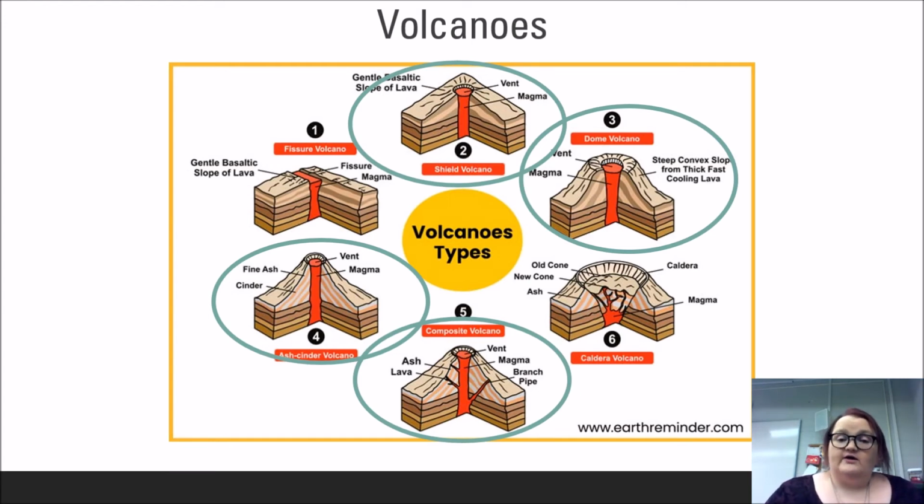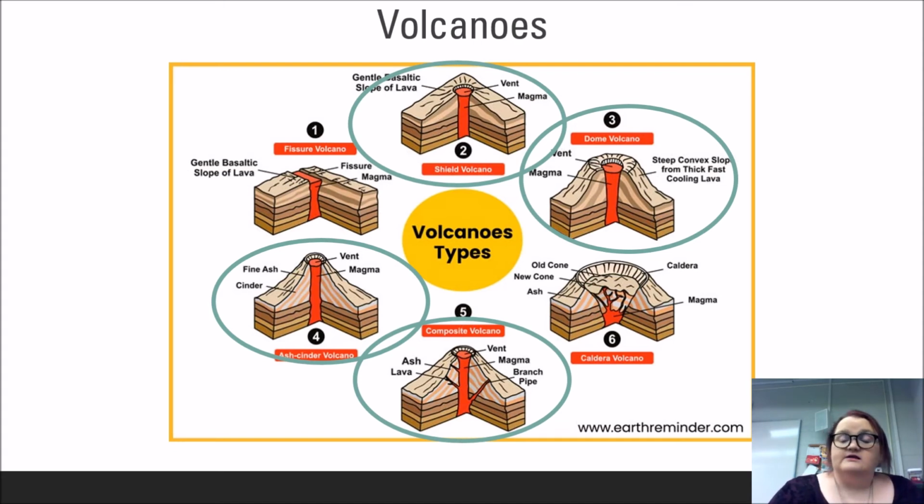Next is the dome volcano, which produces a moderate amount of ash and smoke, but very fast and thick-flowing lava. However, the steep convex slope of the volcano and the thickness of the lava makes it cool quickly, which minimizes damage. There's the ash and cinder volcano, which produces very little lava, but vast amounts of ash, soot, smoke, and cinder. When lava does come out, it is often in the form of partially crystallized lava bombs.